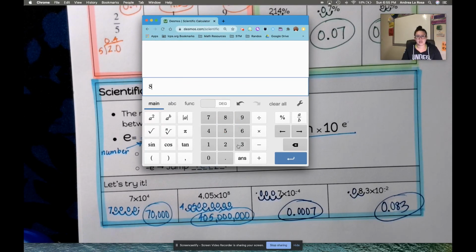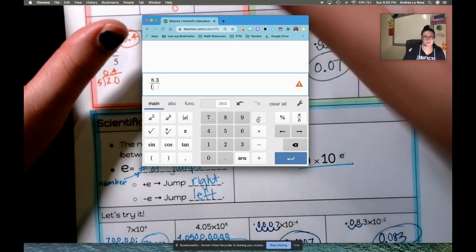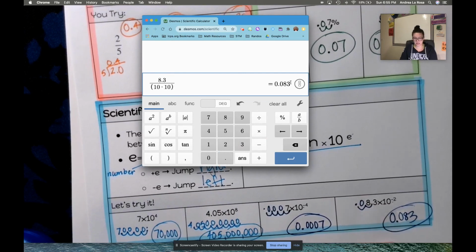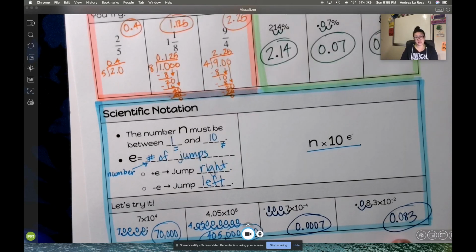So we would take 8.3 divided by my parentheses 10 two times. So 10 times 10, close my parentheses. And this time it gives me that decimal, 0.083. So again, sometimes you'll be able to do it with your calculator, sometimes not.